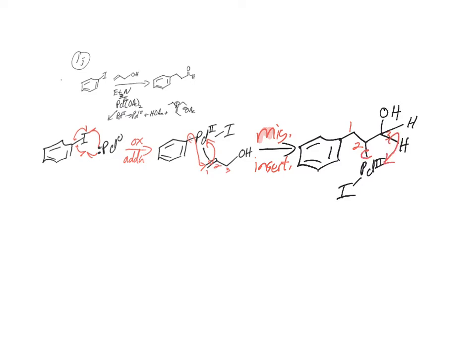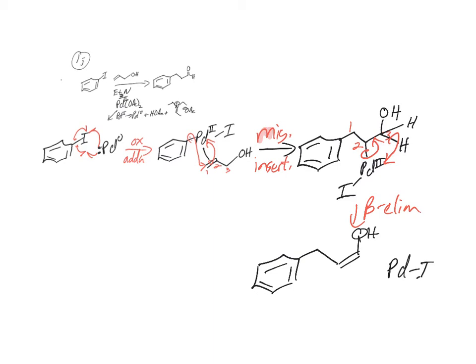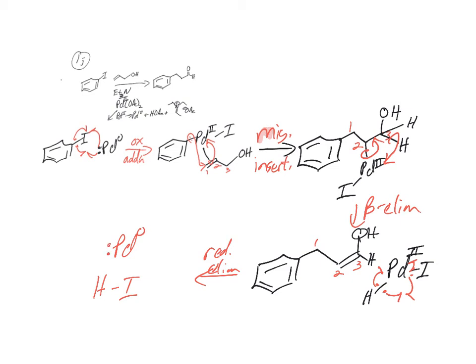So electrons go there, and it just goes off like that. Beta elimination. So palladium 2. 1, 2, 3. Do a reductive elimination with the palladium. That also generates what? HI, which of course gives palladium 0 again. And the HI can be used to help facilitate turning the enol back into the aldehyde.